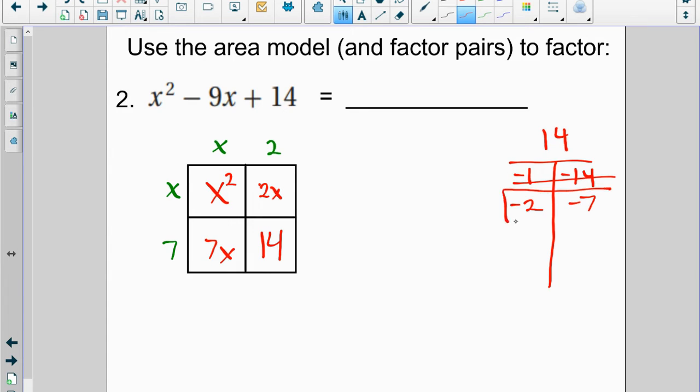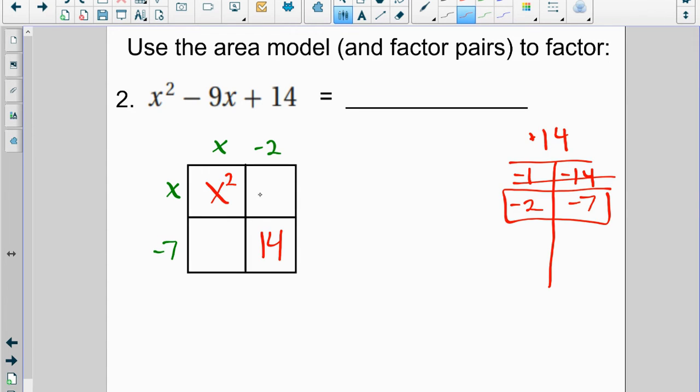They're still going to multiply up to 14. A negative times a negative equals a positive 14. But now we have two numbers that will add up to this negative 9 that we need it to. So let's go back. Let's reset our area model using -2 and -7 and see if that works out.